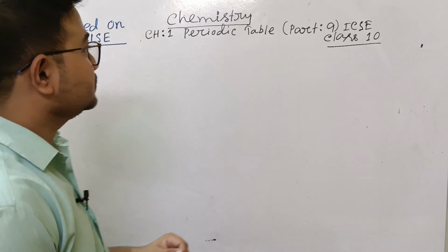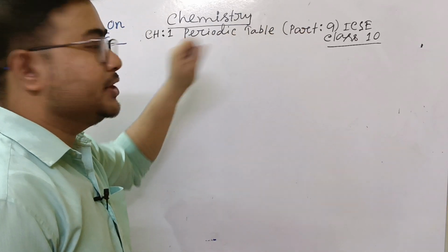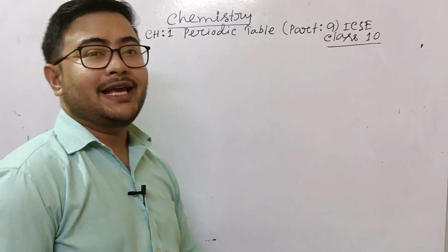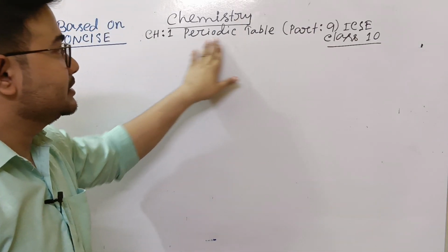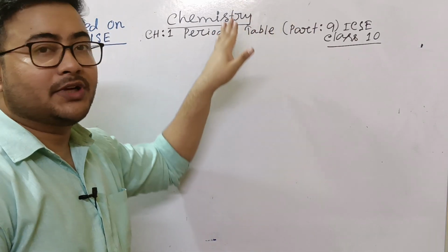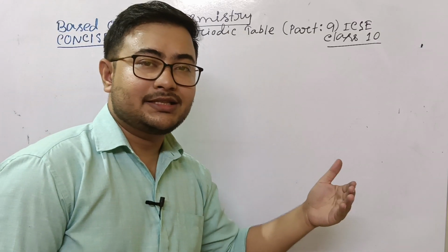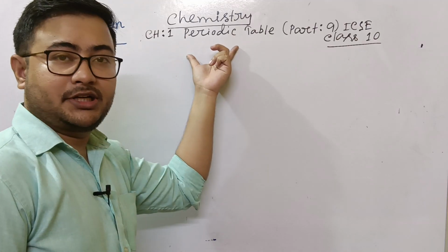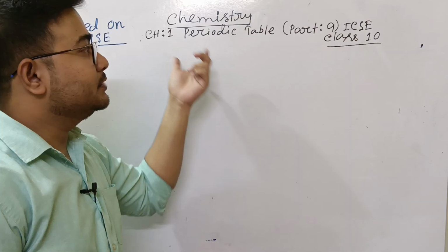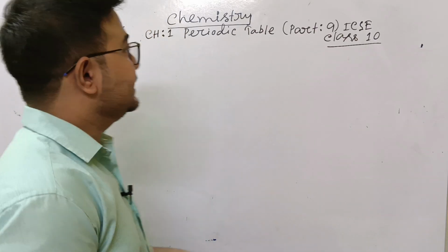For example, this is the part 9 video of the periodic table. Hardly do we require one more extra part to complete this chapter. So after part 9, that is after completion of the periodic table, we will start the question bank series of that chapter particularly. Whenever we complete our second chapter, then we will start the question bank series of the second chapter. Okay, so let's get started.